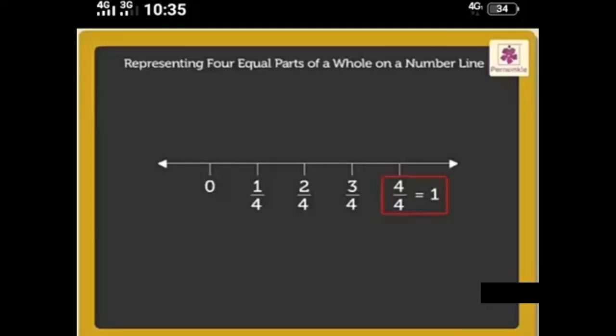Next case, how many equal pieces? The total is 4 pieces, divided into 4 equal pieces. That fraction is 4 by 4. What is the value of 4 by 4? 4 by 4 is equal to 1. The numerator and denominator are the same, so the value of that fraction is 1. What is the value when the numerator and denominator are the same? 1. Okay, understood? Next one.